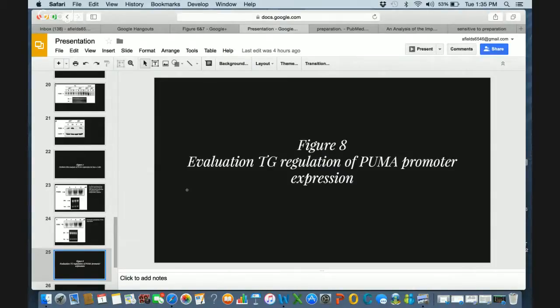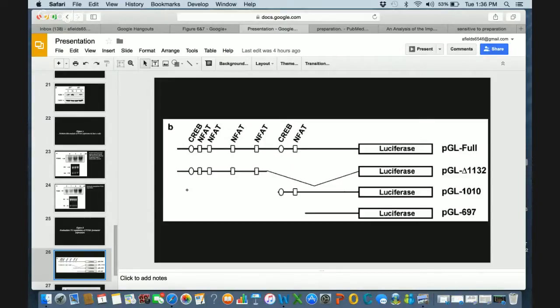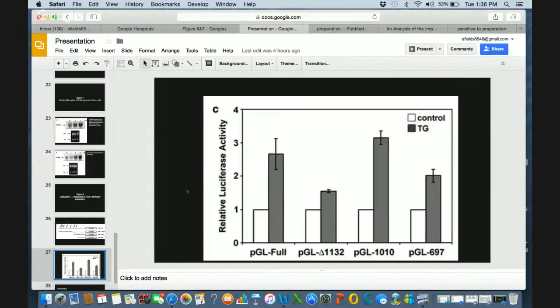Figure 8, they want to do evaluation of TG and the regulation of PUMA promoter expression. So here, they wanted to look at the promoter regions of PUMA, and they see different transcription factors. They wanted to evaluate whether TG still has expression of PUMA, or whether it's going to downregulate PUMA. Could they basically knock out TG's effect? And basically, what they see here in these two lines is that you still have activity, even in these regions that they clipped, they still have promoter expression.